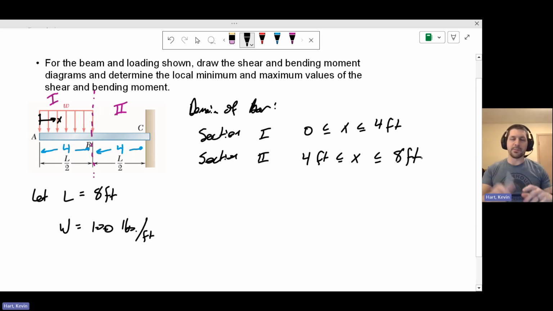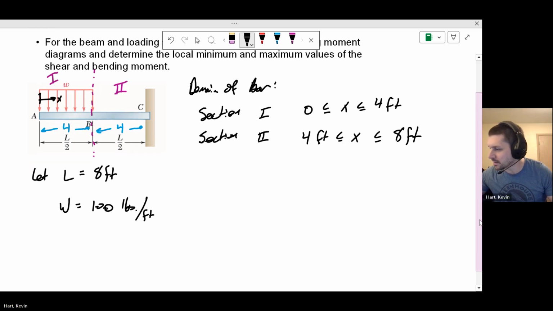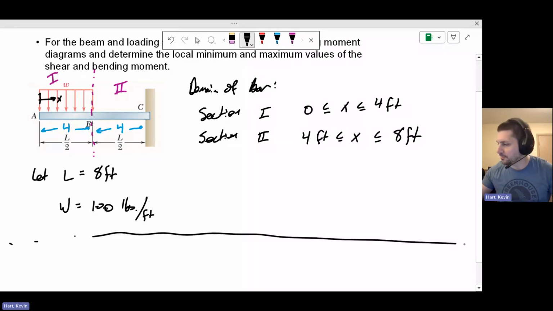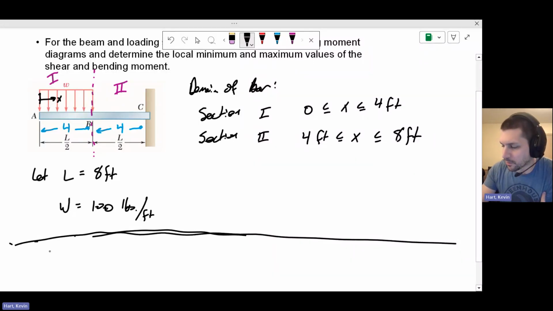To handle our shear and bending moment diagrams, we're going to create equations for the internal shear and internal bending moment in each of those 2 sections by creating free body diagrams in each of those sections and determining what the equation of the shear and bending moment is in each. Hopefully that methodology is clear. So let's start by looking at a cut in section number 1 and a free body diagram in section number 1.